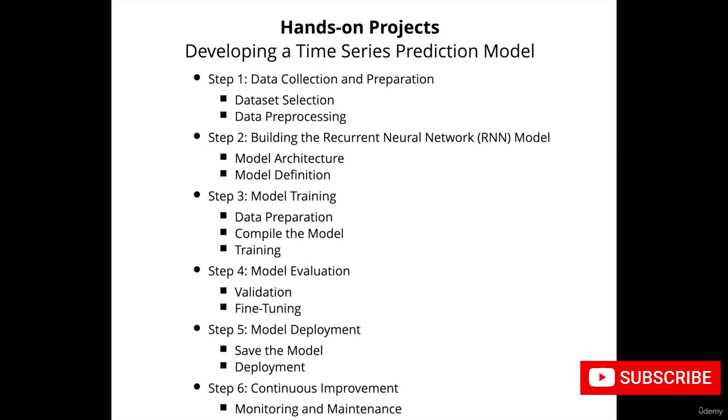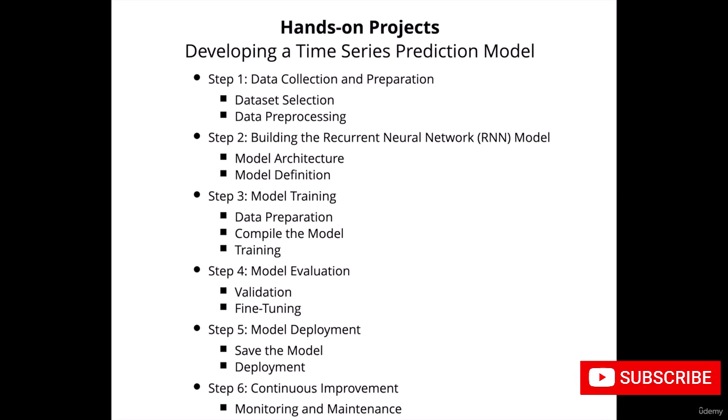Model definition. Define the RNN model using TensorFlow Keras API. Specify the number of LSTM or GRU layers, hidden units, activation functions, etc. Step 3 is model training. So first you do data preparation. Prepare the time series data in sequence or windows suitable for training the RNN model. Use techniques like sliding windows or time series generators.